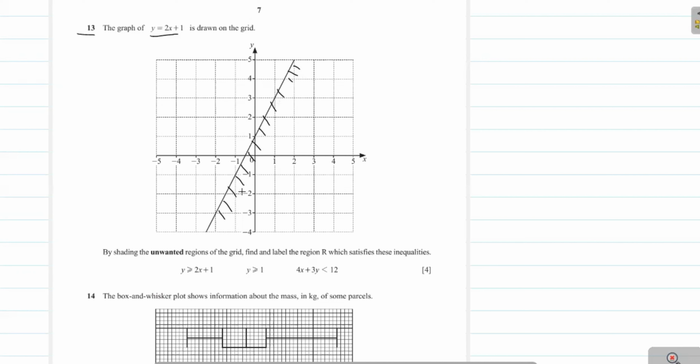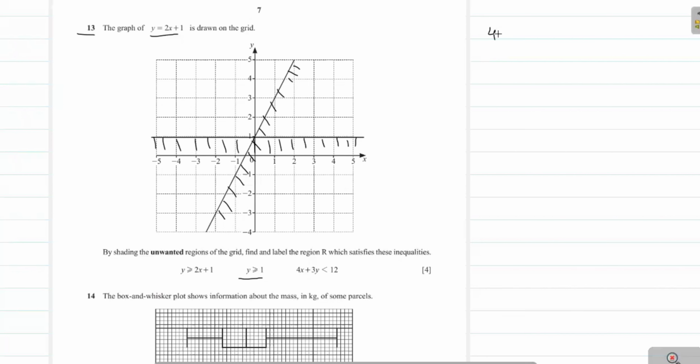After shading this region, we see the next region, y is greater than or equal to 1. Firstly, we will draw the line y equal to 1. You see here, this is the line passing through the y-axis at point 1 and parallel to the x-axis. This line is y equal to 1, but we have to mark the region y is greater than or equal to 1. The upward region will be y greater than or equal to 1. Therefore, the unwanted region would be the downward region. We will shade this. Next is the inequality 4x plus 3y less than 12.